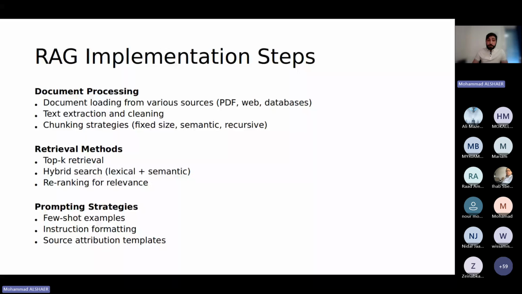For prompting strategies, it's more like what's famous nowadays. Like, we have few-shot examples. I write some prompt for the LLM and say, okay, I want the result to be like the following, and I give a few examples of that prompting in order to get the same result. Also, instruction formatting, like a lot of instructions in order to get what I want. This is used so much in production in many software products. Source attribution templates also, it's more like providing references and citations for the results.